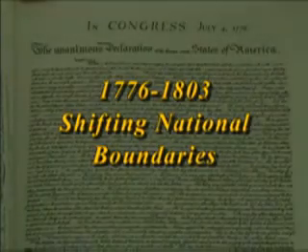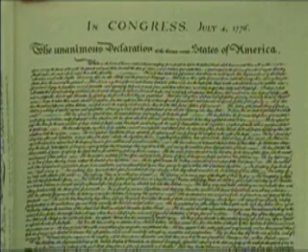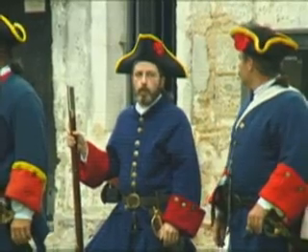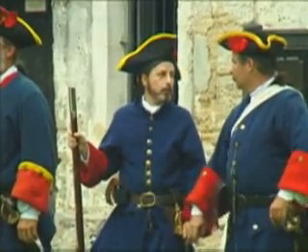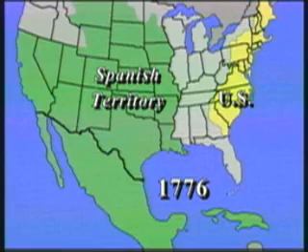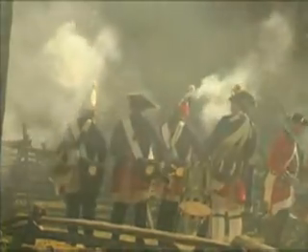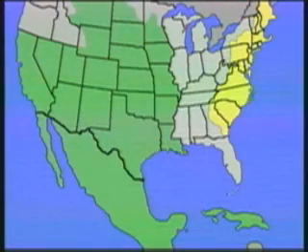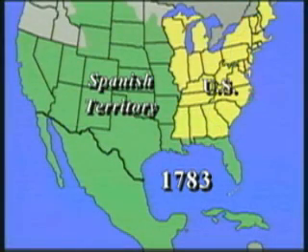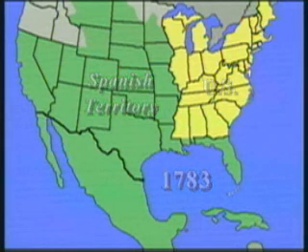By the time the 13 colonies declared their independence from Great Britain in 1776, Spain controlled almost all the land west of the Mississippi River. However, as a result of the treaty that ended the Revolutionary War, the U.S. gained a vast amount of land that had never been part of the original 13 colonies. This brought the edge of the United States right up to the lands controlled by Spain.